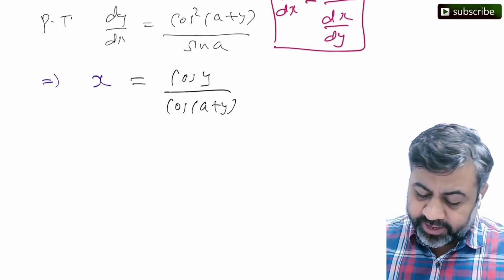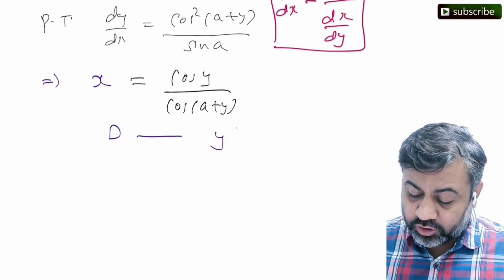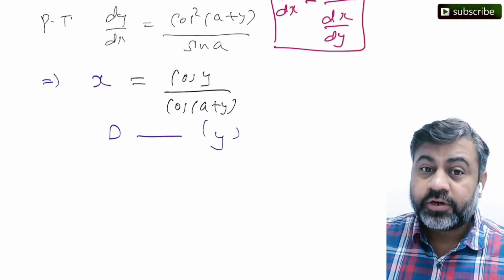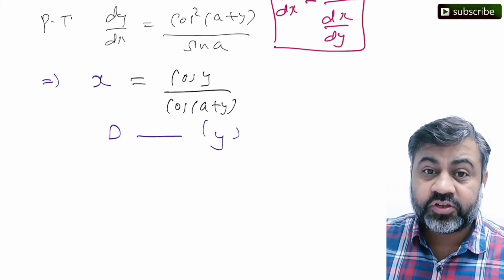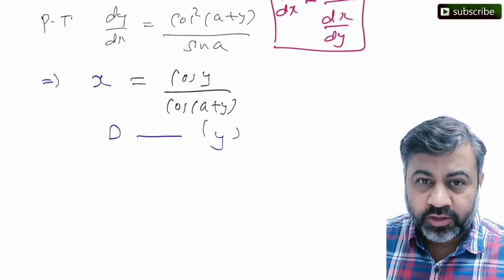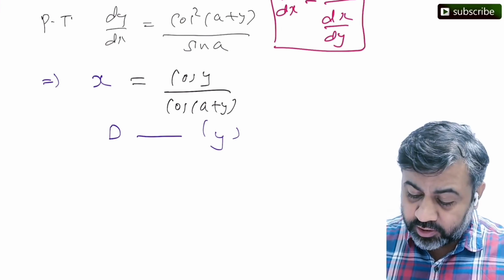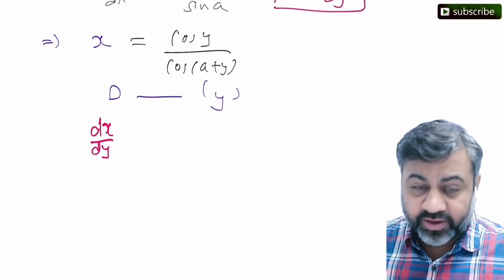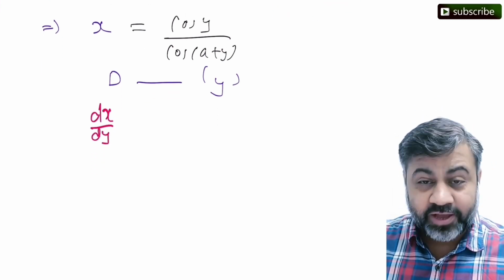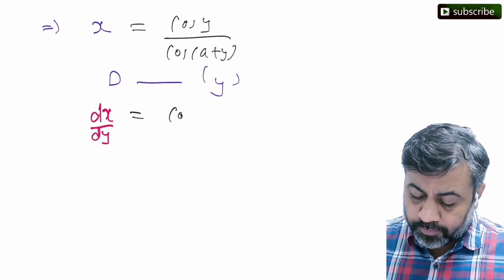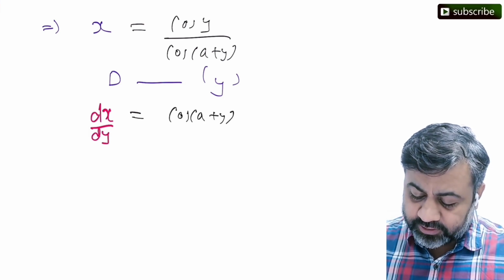So take it further. Differentiating with respect to y. Here we are not differentiating with respect to x, we are differentiating with respect to y. And differentiating with respect to y, the derivative of y with respect to y will be 1, and what will be the derivative of x? So the derivative of x on the left hand side will be dx by dy, and the right hand side is simple, again u by v rule. So what we get here is, keep cos of a plus y as it is.